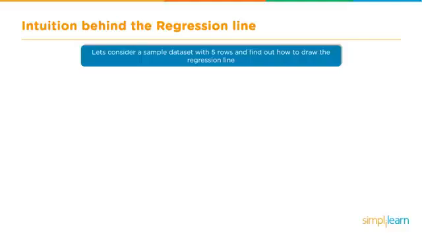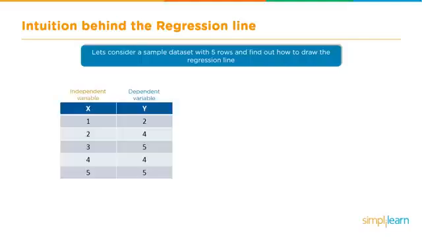Let's consider a sample data set with 5 rows and find out how to draw the regression line. We're only going to do 5 rows because if we did something like the rainfall data with hundreds of points, it would be very hard to see what's going on with the mathematics. So we'll create our own 2 sets of data: our independent variable x and our dependent variable y. When x was 1, y equals 2. When x was 2, y was 4, and so on.